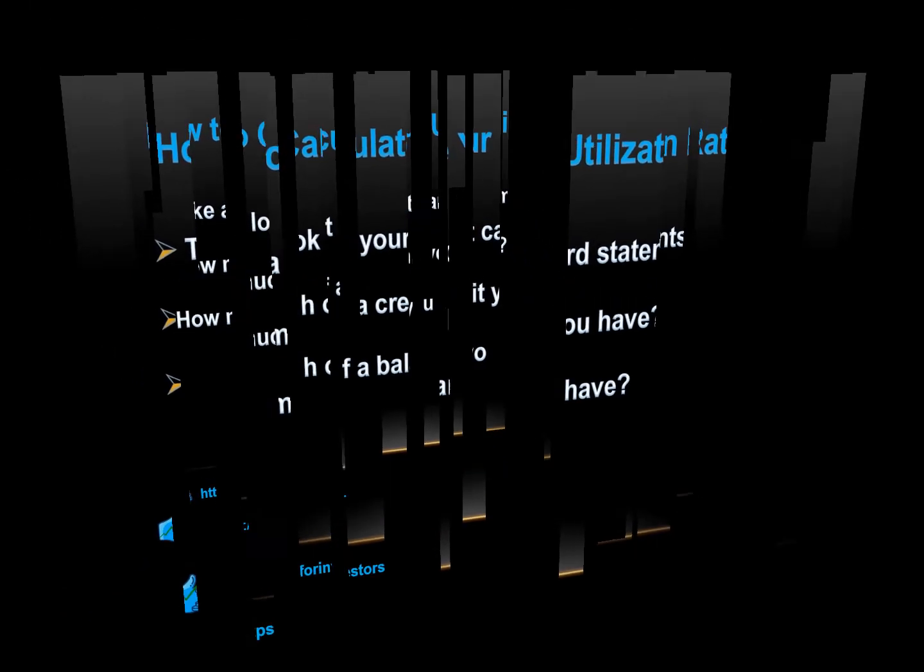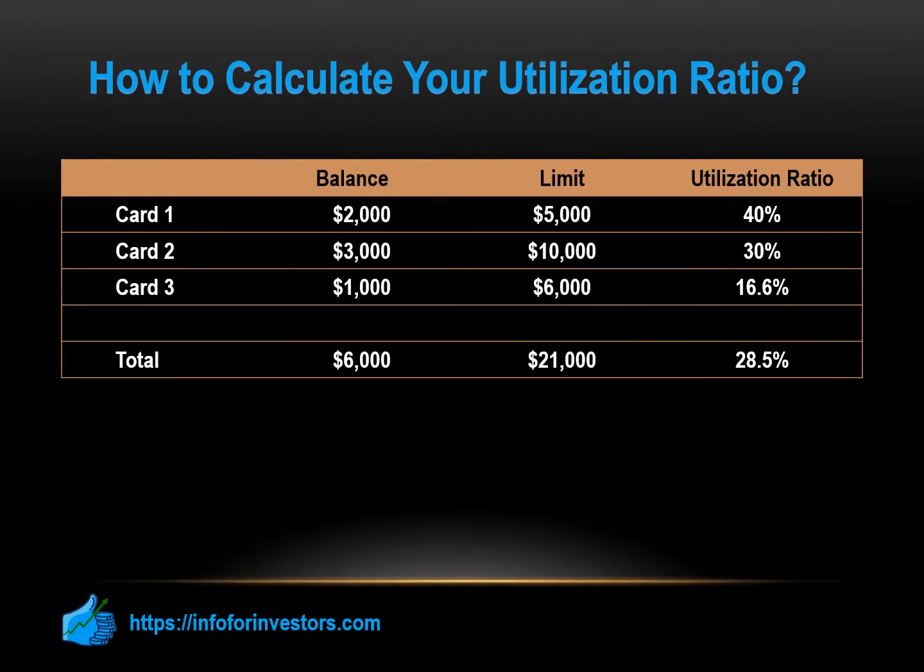To make it simple, let's look at 3 credit cards with different credit limits. Let's say that you have a $5,000 limit on your first card, but you've spent $2,000. On your second card, you have a limit of $10,000, and you've spent $3,000. And on the third card, you have a $6,000 limit and spent $1,000. Your total credit utilization rates would look like this. Overall, you have credit utilization of $6,000 and approximately 28.5%.